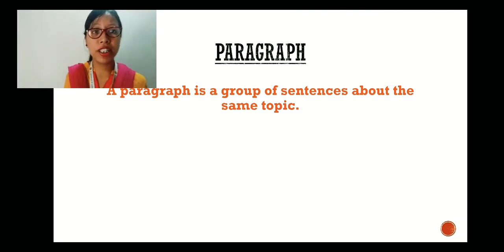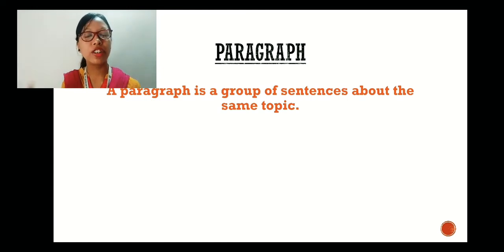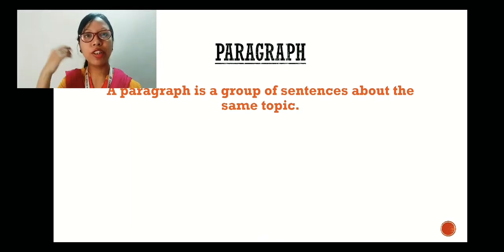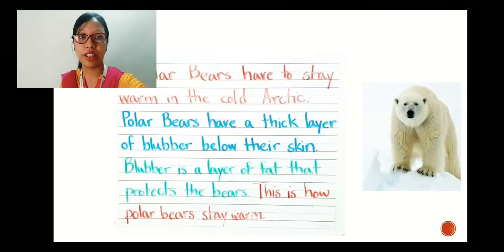Paragraph. What is a paragraph? A paragraph is a group of sentences about the same topic. Now in a story we are talking about different things, but a paragraph is about a particular topic, okay? And we write on that topic the whole paragraph. That will be around a few sentences, not a big one, and it will include the same thing about the topic, okay? Let us see how to write a paragraph.